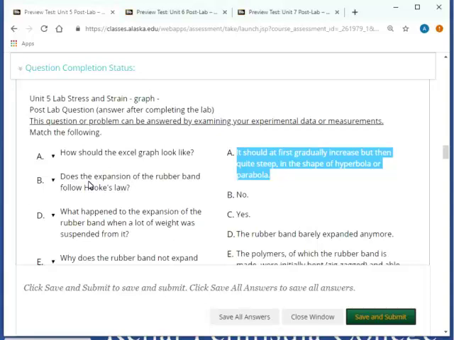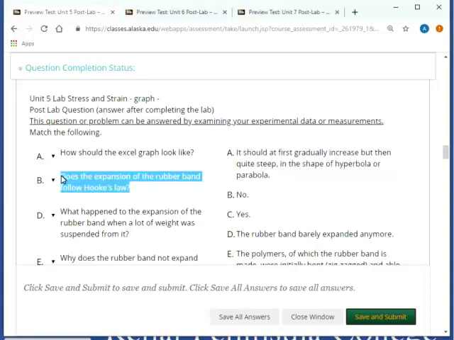The expansion of the rubber band follow Hooke's law? No, it doesn't. Hooke's law is, for example, for a spring or for a steel wire, where the more you put on, it proportionately increases in length. So it would be a straight line, and what you got there was definitely not a straight line.